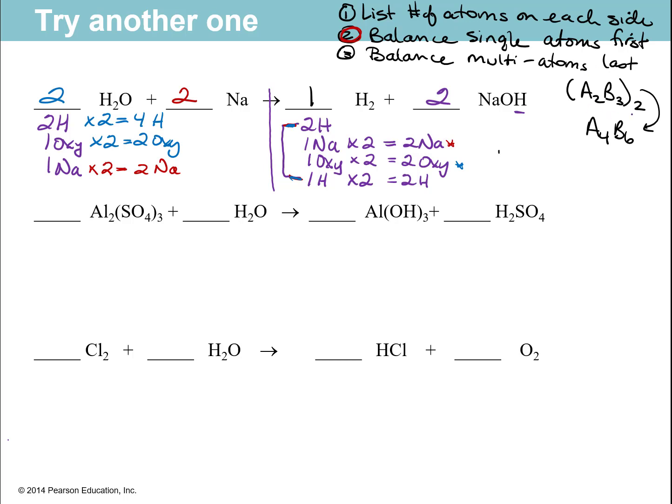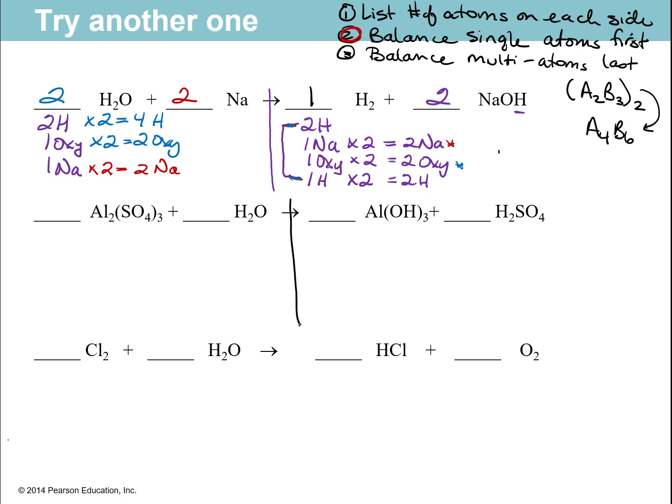If you see something in parentheses, like I just gave you an example, A2B3 in parentheses with a 2, remember that means everything inside gets multiplied by what's outside. So A2 becomes A4, B3 becomes B6. So if you're balancing and you see parentheses, just break those back down. So we're going to put a line.